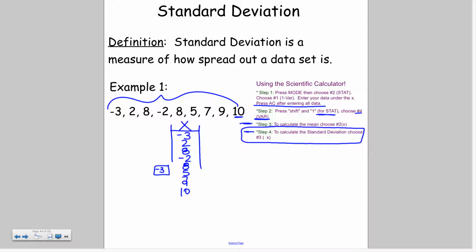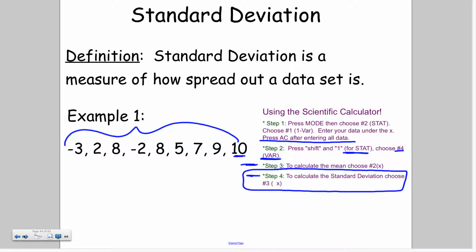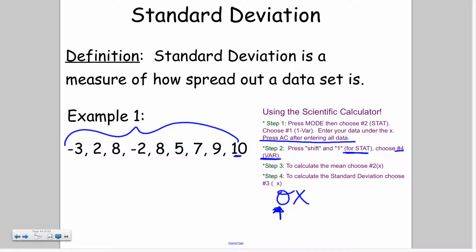Let me erase this real quick, because I need to add something in there. Whenever you get ready to do step 4 to calculate your standard deviation, you're going to choose number 3, and it's going to look like this. Let me make this bigger for you. That button is going to look just like this right here. This is standard deviation. That's how it is represented.